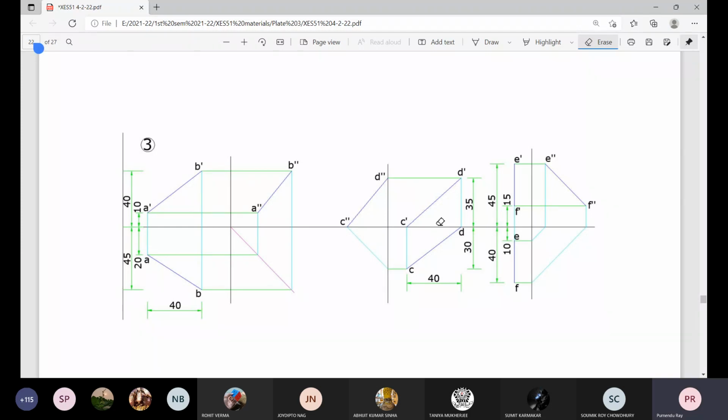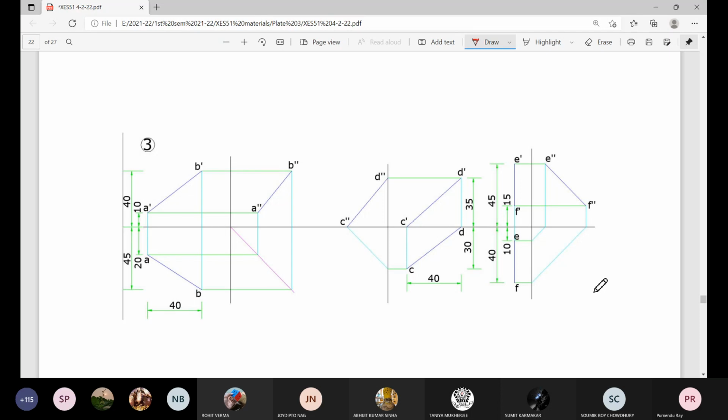As I am sharing this page, I don't want to move out from this. Yes, it says draw elevation, plan and view from left of the line AB when A is 10 millimeter above horizontal plane and 20 millimeter in front of vertical plane, while B is 40 millimeter above horizontal plane and 45 millimeter in front of vertical plane. The distance between the projectors of A and B measured along GL being 40 millimeters.